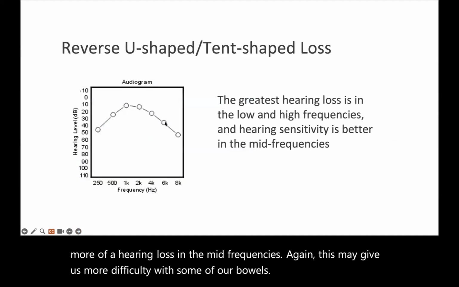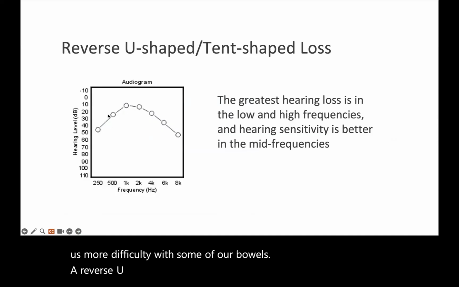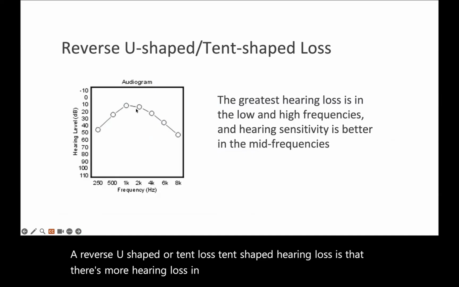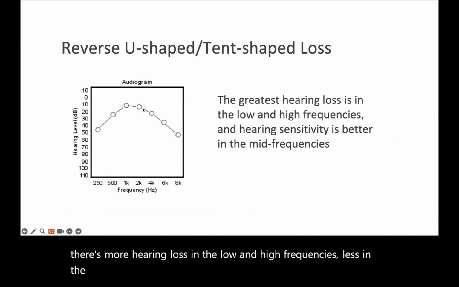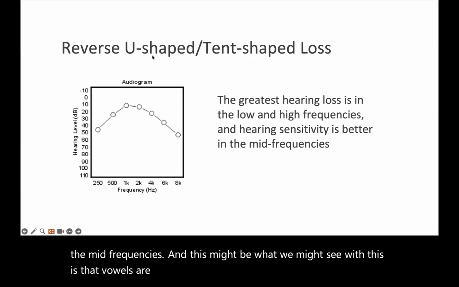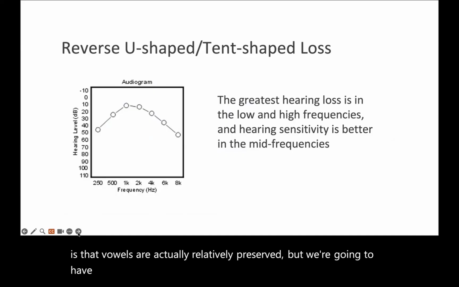A reverse U-shaped or tent-shaped hearing loss has more hearing loss in the low and high frequencies, less in the mid frequencies. What we might see with this is that vowels are actually relatively preserved, but we're going to have a lot more difficulty with consonants.